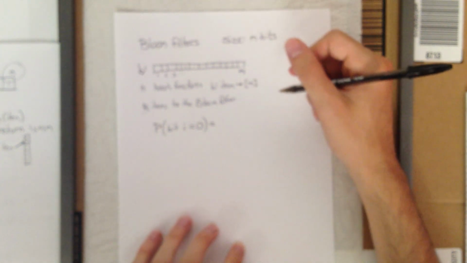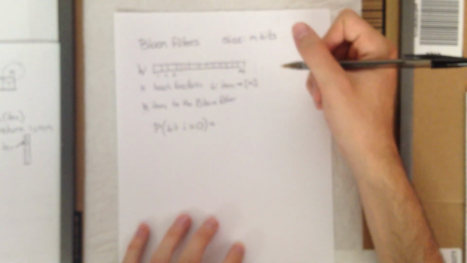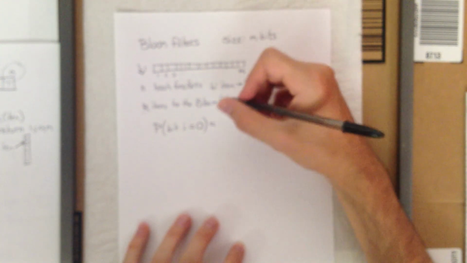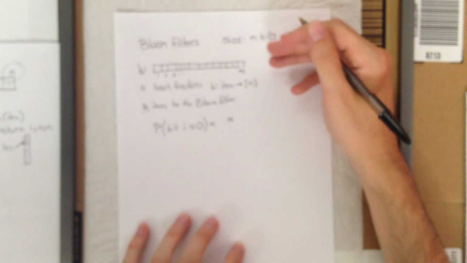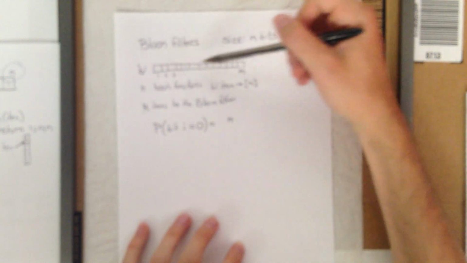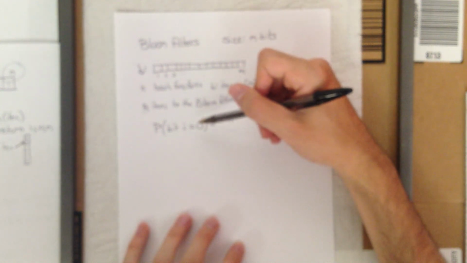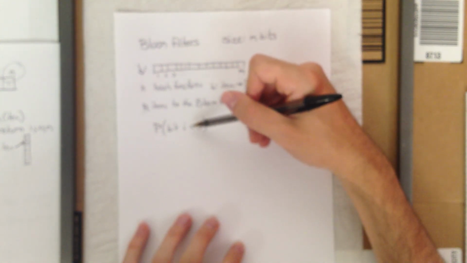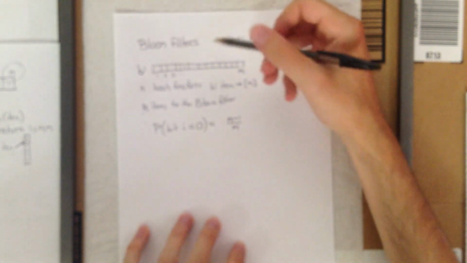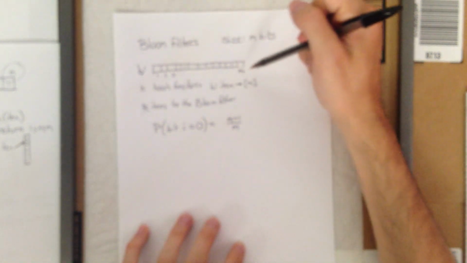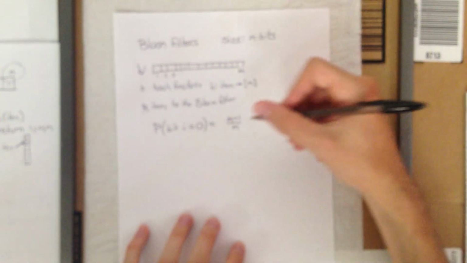So every time we add an item, there's n hash functions that get applied to it. And for one of these hash functions, if we assume the hash functions are uniform, that is, they have an equal probability of giving any one of these bits, then the probability that the bit is not flipped from 0 to 1 is (m-1)/m, because there are m-1 out of m bits that would not result in this being flipped from 0 to 1.